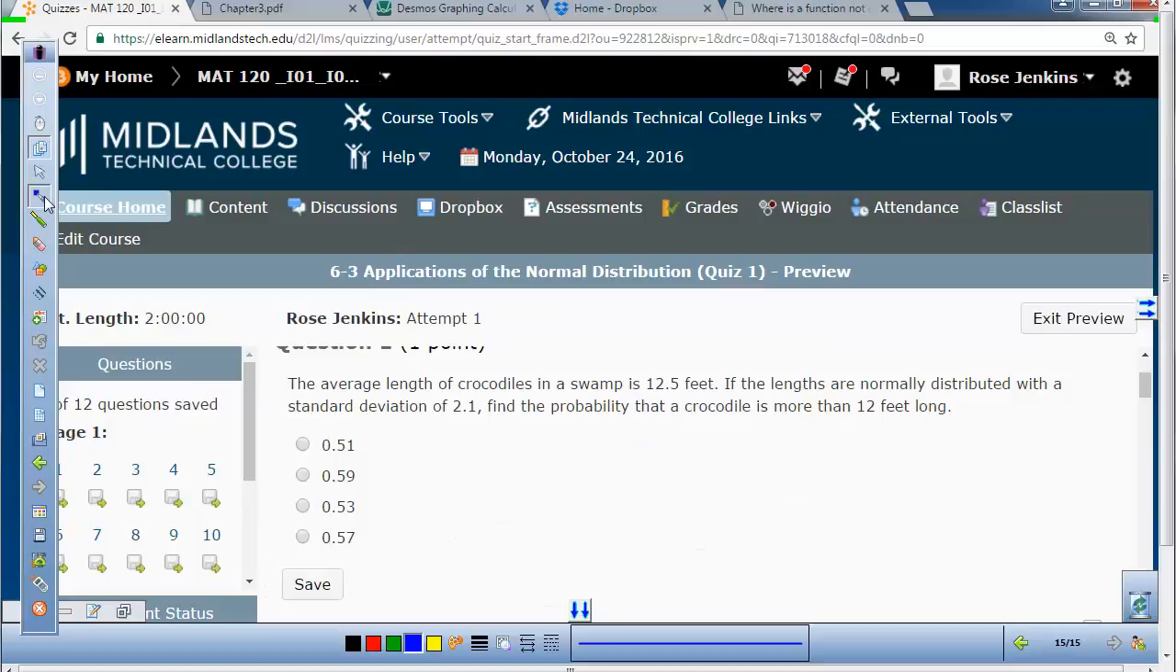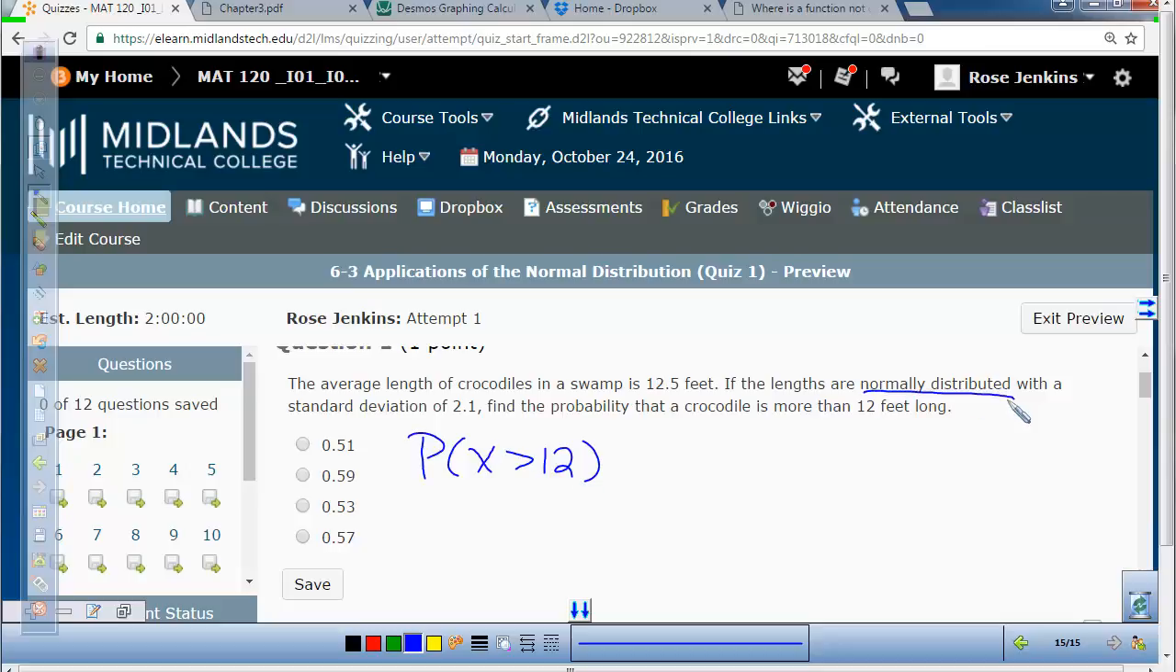Okay, so when I look at this, we're interested in the probability x is greater than 12. All right, and in this unit between chapters 5 and 6, we're interested in probability distributions. So we have to ask ourselves, what type of distribution does this thing have? And it tells us that they are normally distributed. Okay, so if that's the case, I know what to do. I need to convert my x value to a z-score.